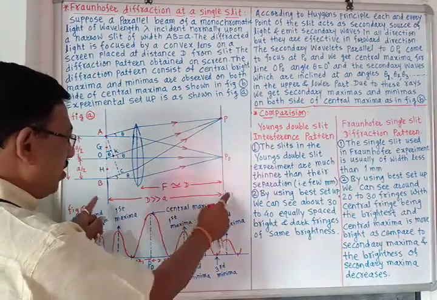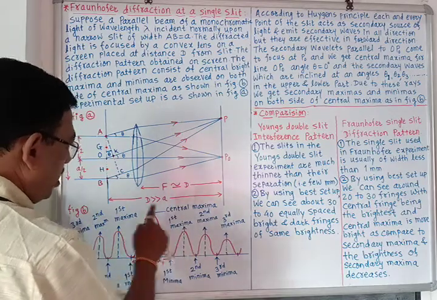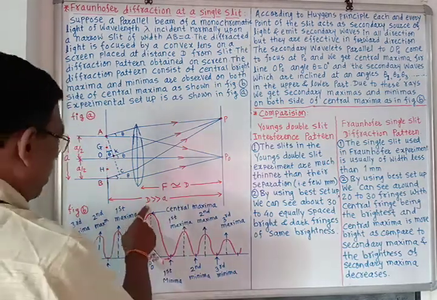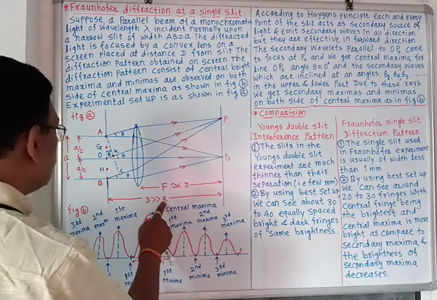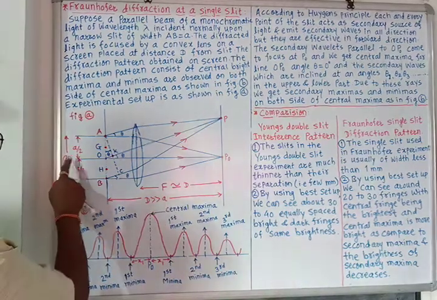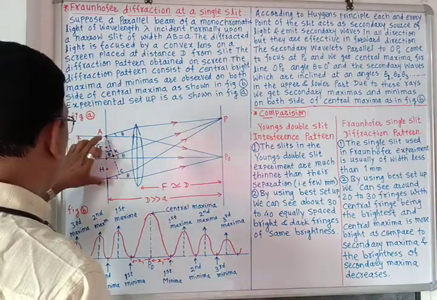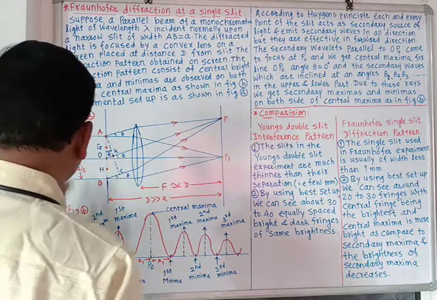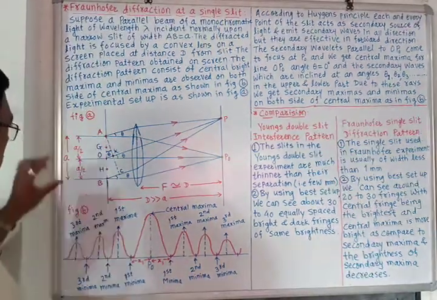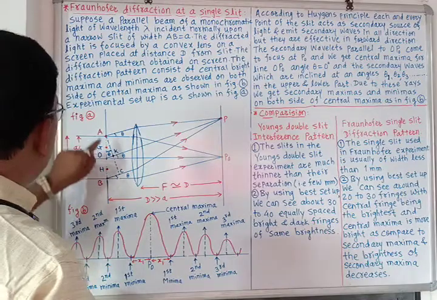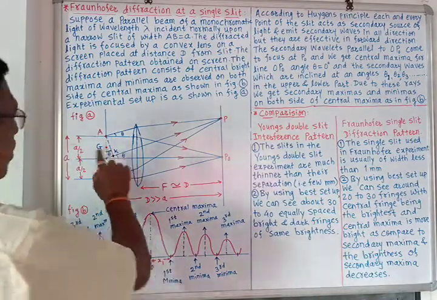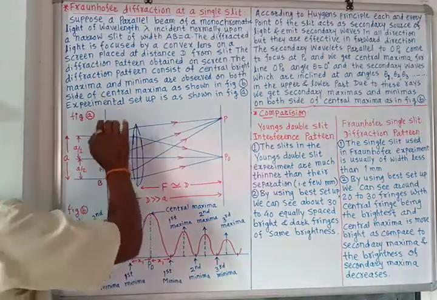The distance between slit and screen is capital D, which is very much greater than the distance A. This distance A is the width of the slit AB. O is the midpoint. Okay, now let us see.